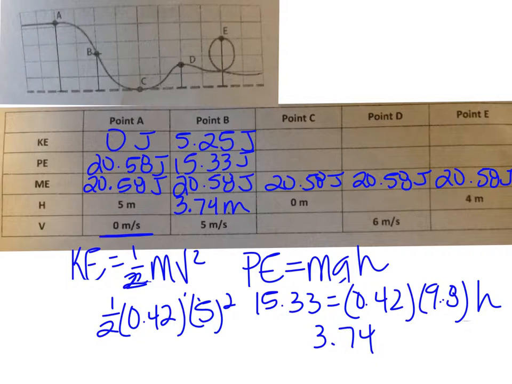Now for point C, up here, we're on the ground, so our height is 0. So when you plug height into your potential energy formula, since you're plugging in a 0, you're going to get an answer of 0. So your potential energy here is going to be 0 joules. And that means all of your energy is then going to be kinetic energy.